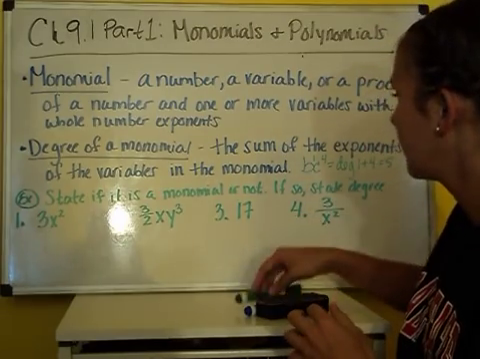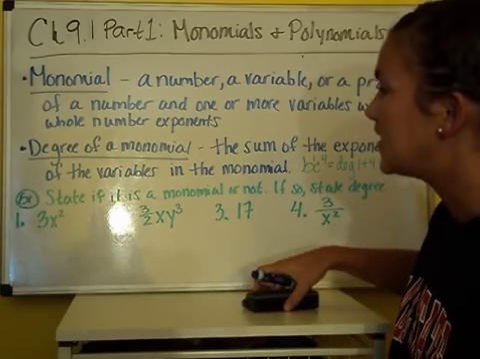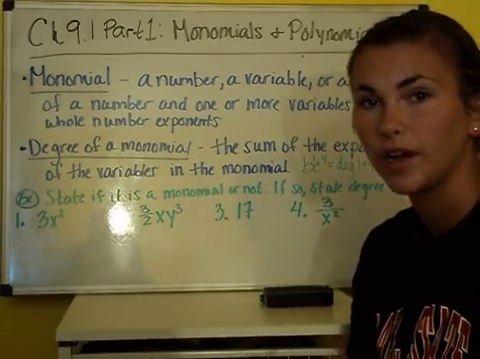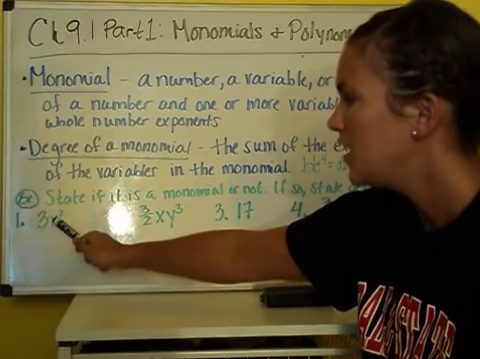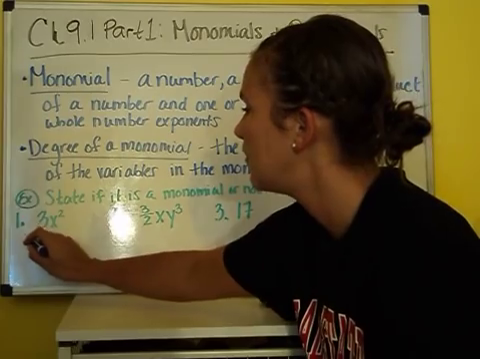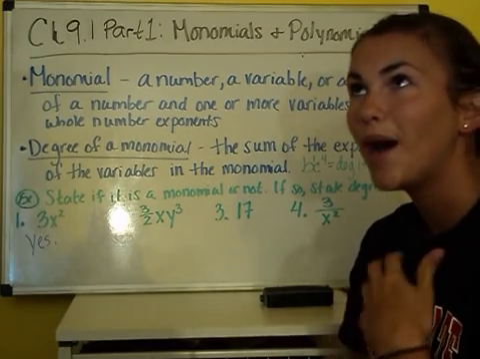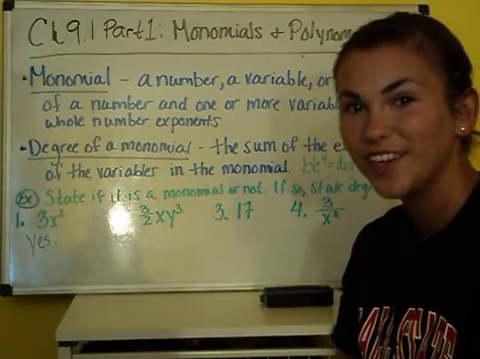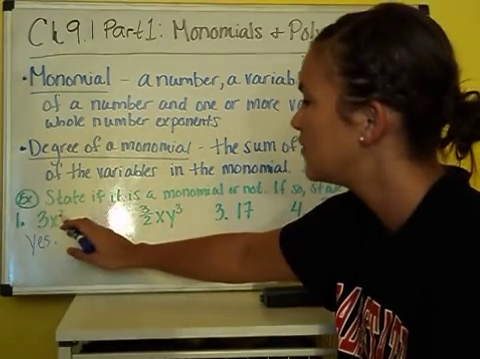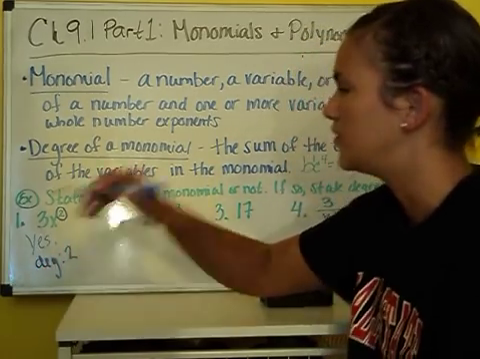Our first example, we have 3x squared. Is this a monomial? Is it a number, a variable, or a product of a number and one or more variables with whole number exponents? Here I have a number, here I have a variable, and that is a whole number exponent, so yes, it is a monomial. Since it is a monomial, we want to identify the degree. The degree is the exponent. If there's only one variable, it's the exponent given. This one has an exponent of 2, so we have degree of 2.